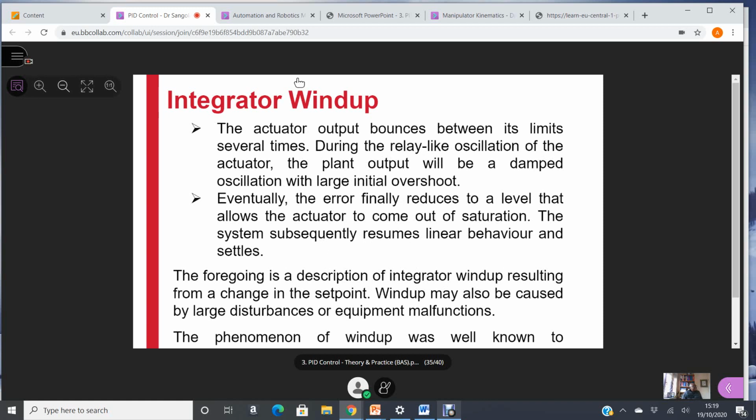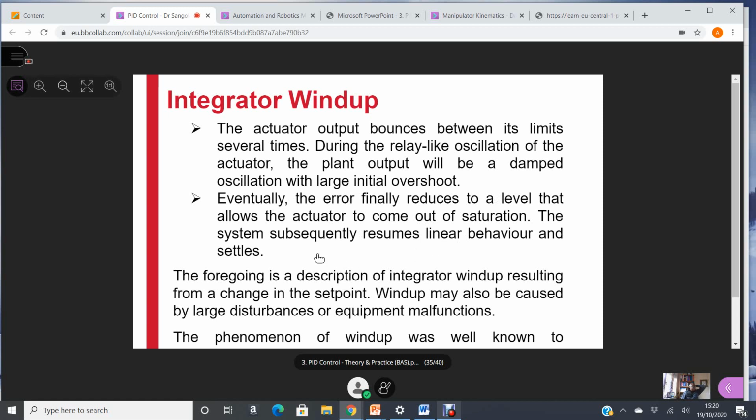And like I said, that demonstration does not really show this. The actuator output will bounce between its limits several times, and during that, you'll see the plant output showing damped oscillations with large initial overshoot. So that demonstration didn't show that particularly well. But eventually, the error will finally reduce to a level which allows it to not come out of saturation. Okay?